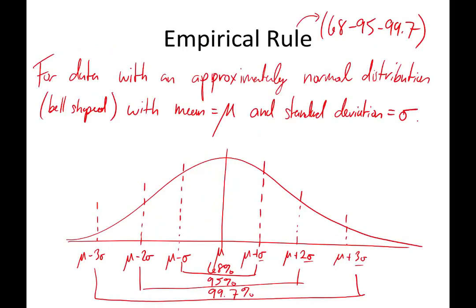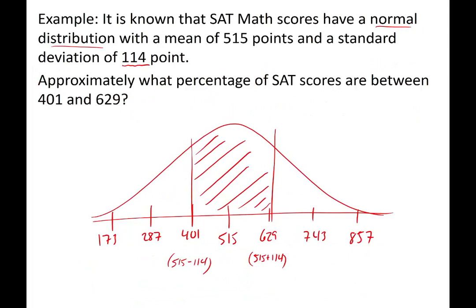So if you go back to the rule, it says that within 1 standard deviation of average, which is exactly what we see here, because this is the mean minus 1 standard deviation and this is the mean plus 1 standard deviation, we should see about 68%. Okay? So about 68% of test takers will be in that range. Make sense? Okay.